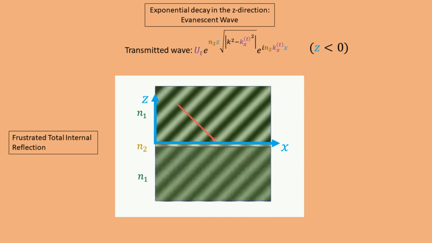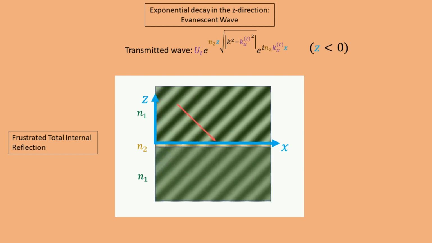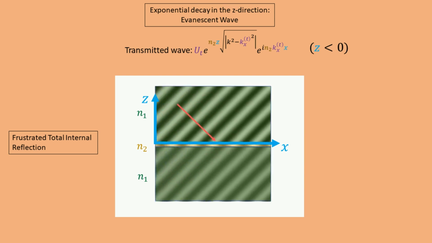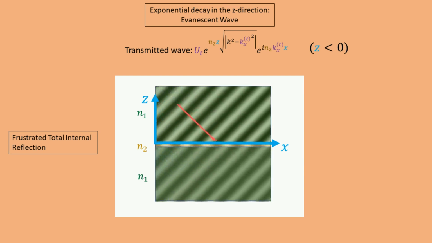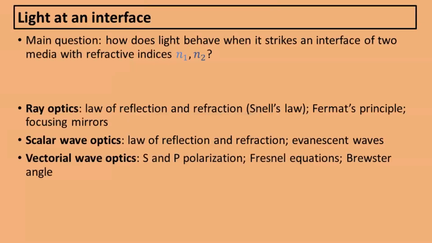By changing the size of the gap, we can change the amount of light that is transmitted. The transmission coefficient depends approximately exponentially on the gap size, as one would expect in the case of an exponentially decaying evanescent wave. So we've now seen how using the scalar wave model allows us to derive the existence of evanescent waves and frustrated total internal reflection, which we couldn't derive using the ray model of light.